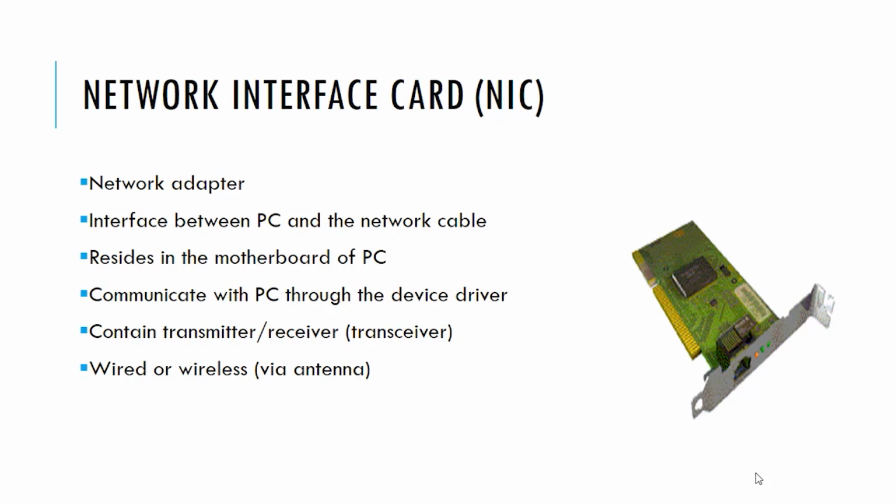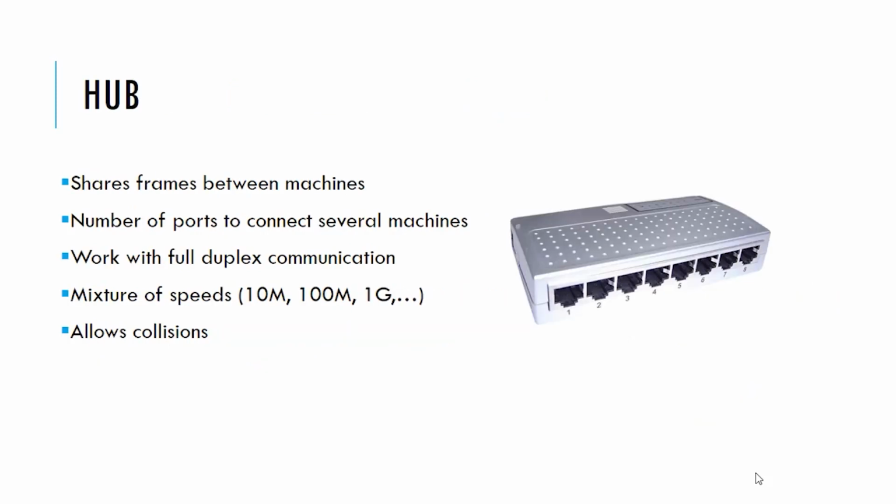This NIC card contains a transmitter and a receiver at the same time. It's called a transceiver, which is a mixture between the transmitter and the receiver. The network interface card can be wired, which means that it can be connected to a cable, or wireless with an antenna connected to the air interface, and can be both wired and wireless at the same time.